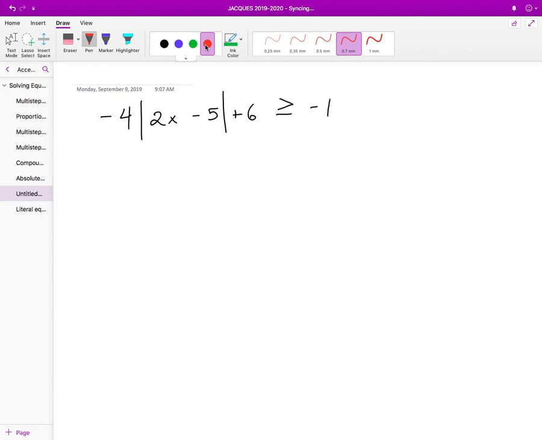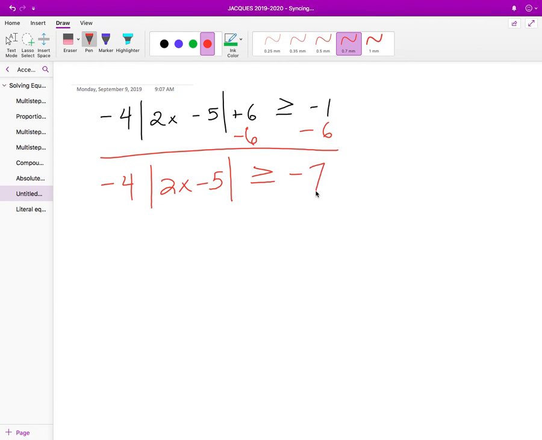So again, isolate the absolute value. I'm going to get rid of the 6, so subtract 6. -4 absolute value of 2x minus 5 is greater than or equal to -7. It's going to be kind of a nasty one, but we're going to divide by -4. The absolute value of 2x minus 5 is still greater than or equal to now +7 over 4.